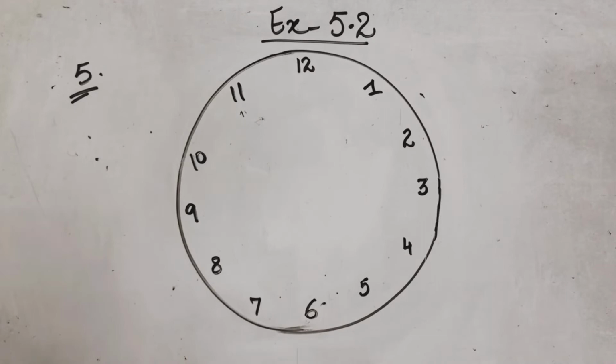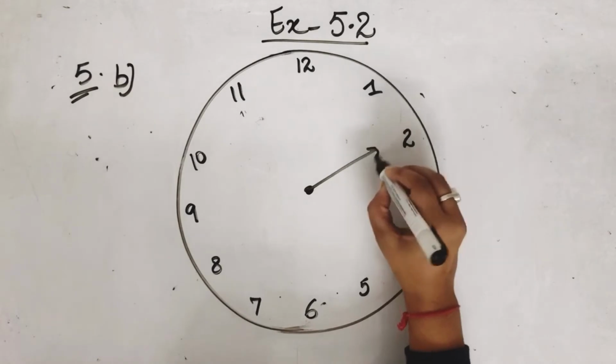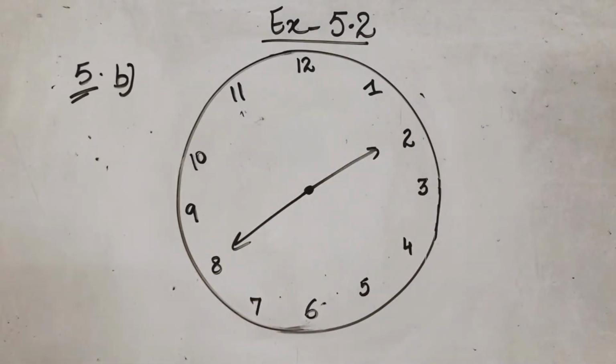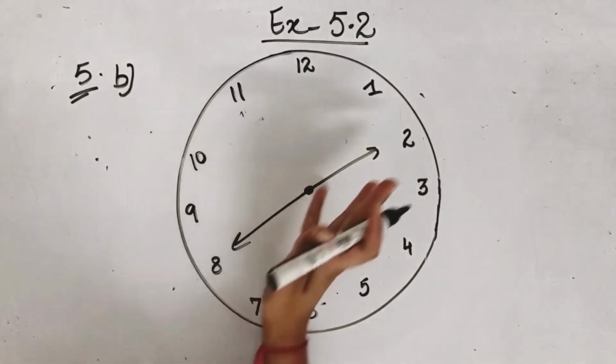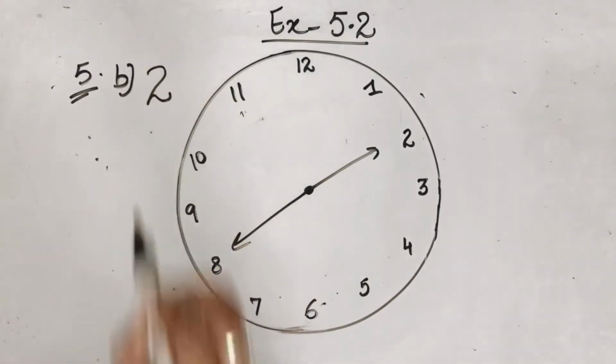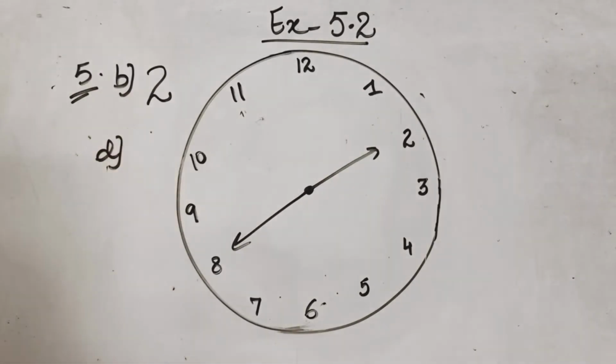Fifth question, find the number of right angles turned through by the hour hand of a clock when it goes from, I am doing the B part, 2 to 8. You have to calculate the number of right angles. Now this is a straight line. It means this is a straight angle, that is 180 degree. So how many right angles will be there? 2 right angles.